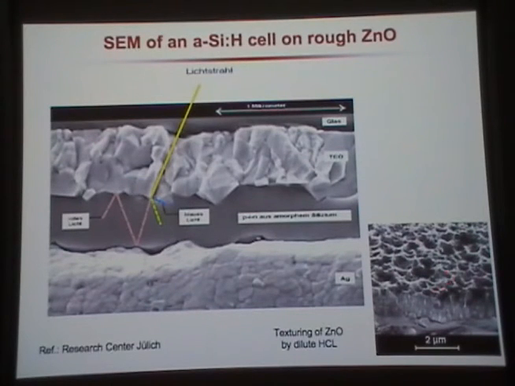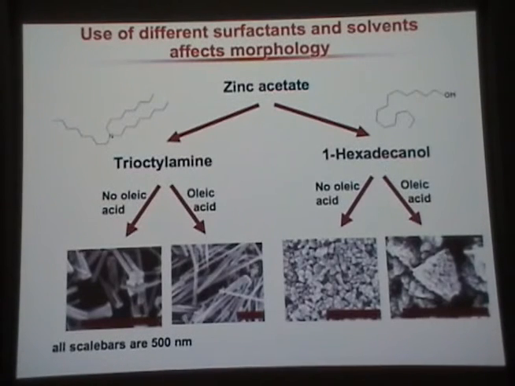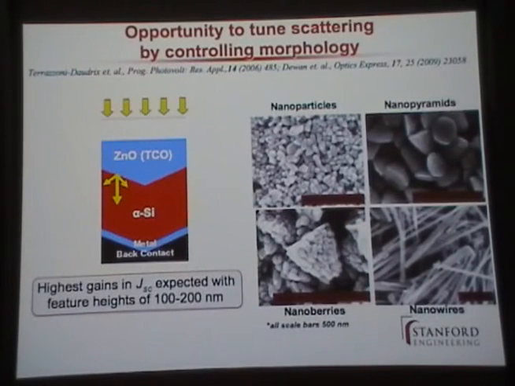Typically, zinc oxide is etched in dilute hydrochloric acid to make it rough so that you get nice scattering. This is what you do in an amorphous silicon process. What we found is that by changing the surfactant, we can get wires, little particles, or what my students call berries, which are assemblies of little particles. That's nice because now we have the opportunity to tune the scattering by changing the shape of our particles.